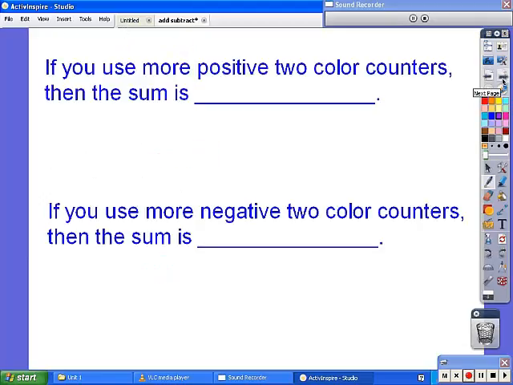All right, so if you have more positive, so if you have more yellow counters at the end, the sum is going to be positive. If you have more negatives, which were the red ones, then your sum is going to be negative.